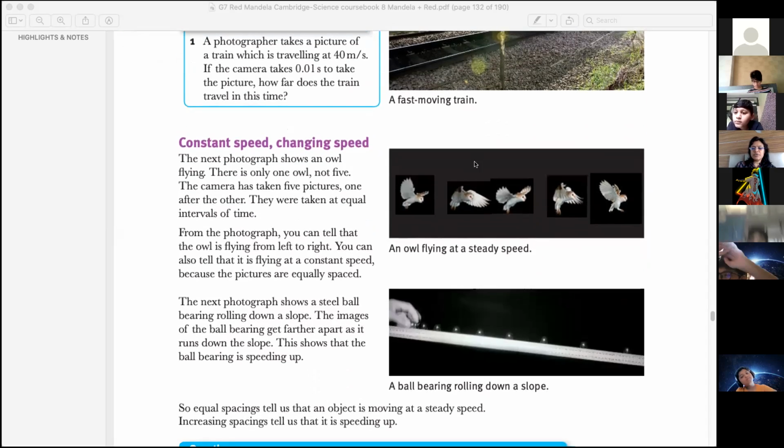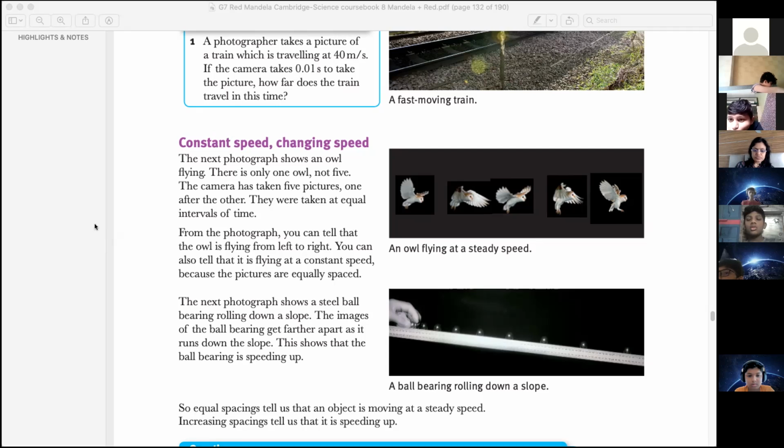Ma'am, when we drive normally also, when we press the accelerator, the speed increases. Correct. When you are pressing the accelerator or when you are applying brakes, the speed does not remain constant. Speed either increases or decreases, depending on whether you are pressing the accelerator or the brake.